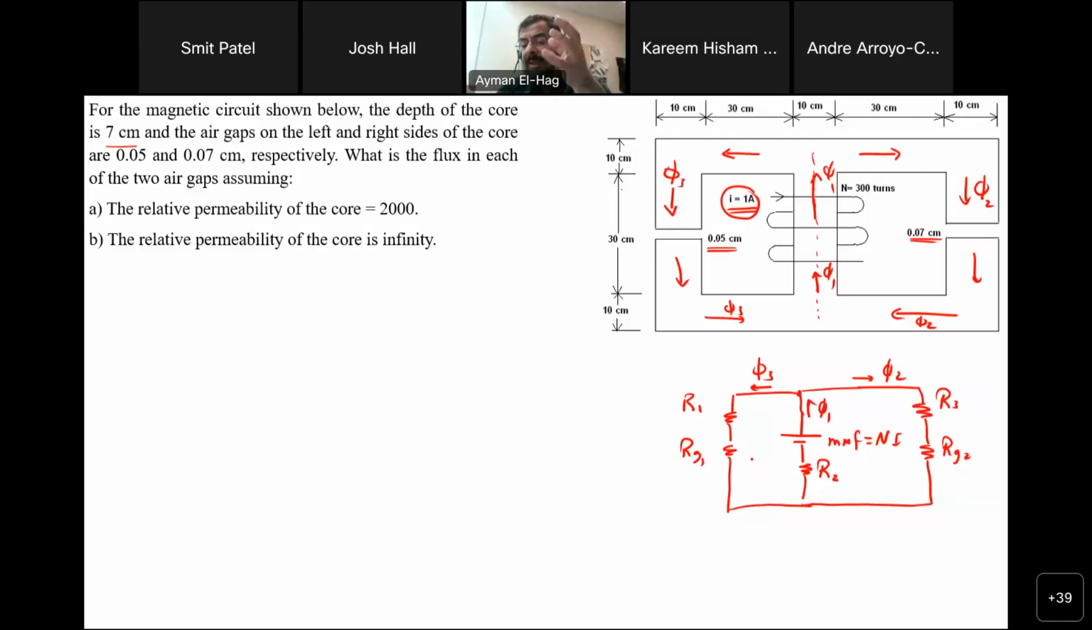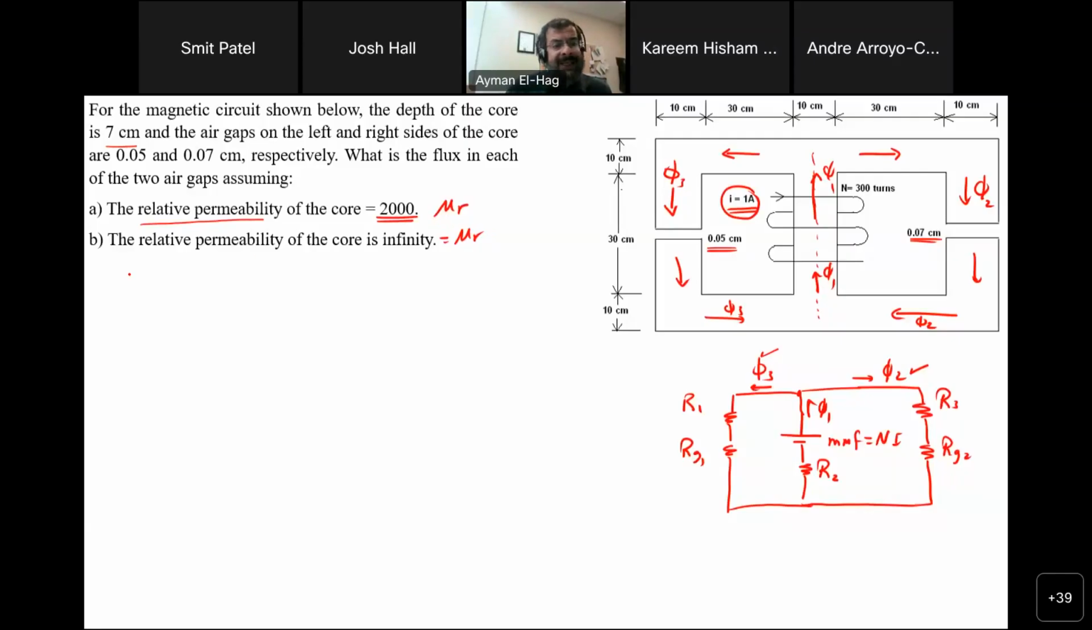Now, this is a circuit whose voltage I know. So if I know the reluctances, then I apply KCL and KVL, and I can find all the fluxes. What do I want to find? I want to find the flux in the air gaps, so flux 2 and flux 3, under two different conditions. First, when the relative permeability of the core, mu r, is equal to 2000, or when it is infinity, so this is also mu r. So under these two conditions.